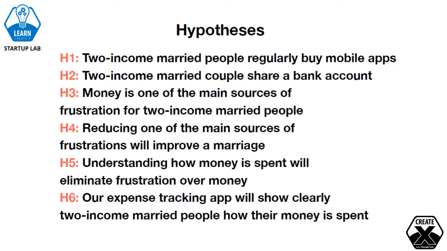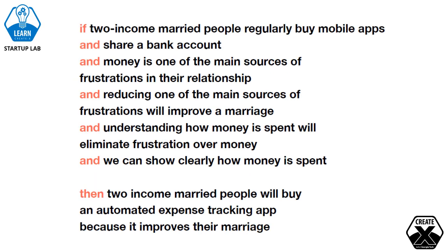So, example hypotheses for that thesis. Two-income married people regularly buy apps, mobile apps. They share a bank account. Money is a main source of frustration for two-income married people. So these are hypotheses that, if proven true, would give you a lot more confidence that the thesis is. In other words, if hypothesis 1 and hypothesis 2 and hypothesis 3, and so on, are all true, then the thesis is probably true.